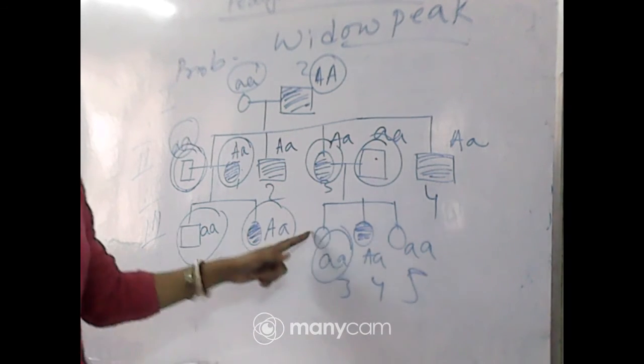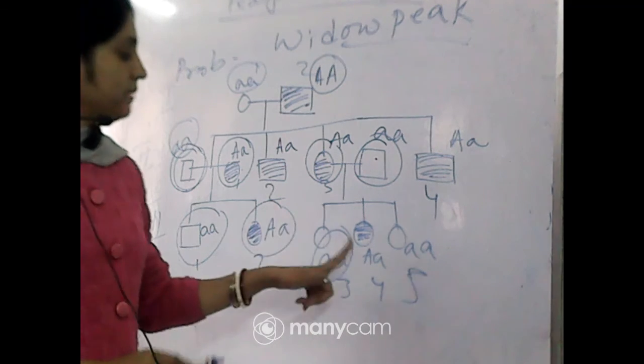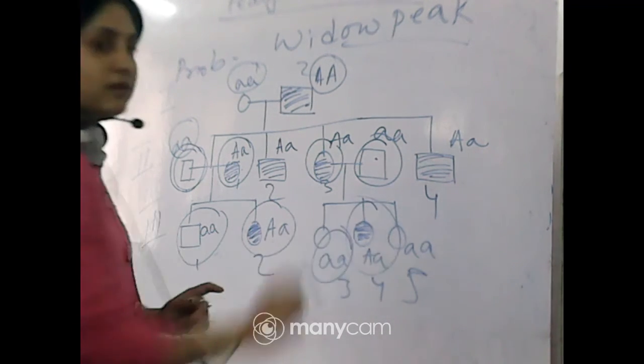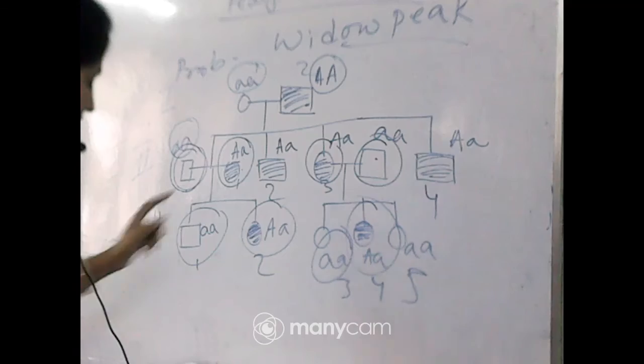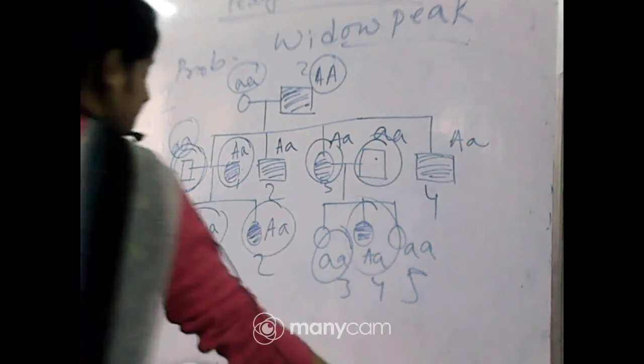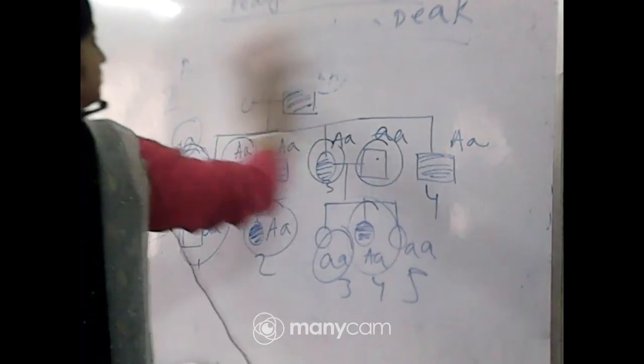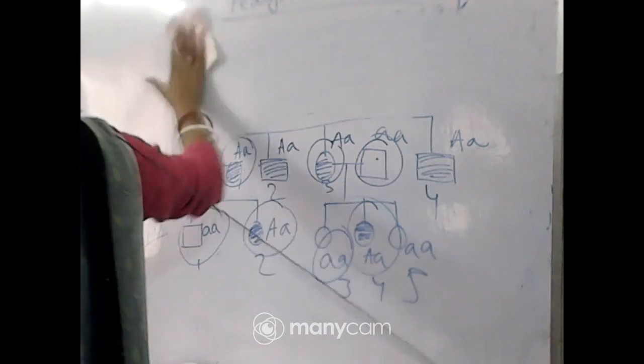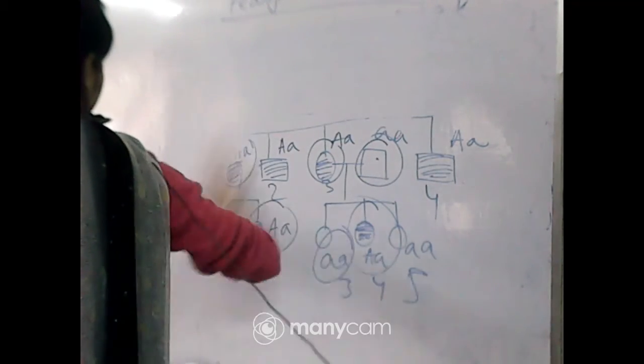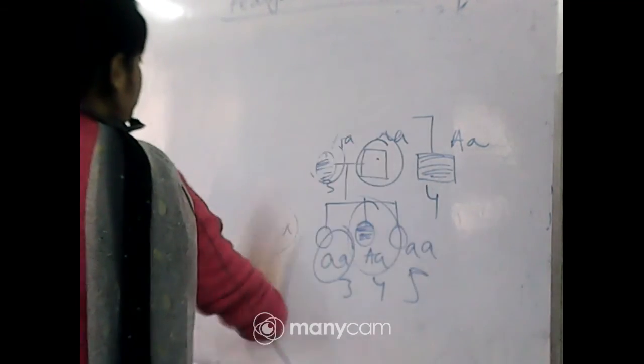If that is unaffected, that means it is recessive. If that is affected, that means it is heterozygous. Okay, so this is the widow's peak. That one is autosomal dominant. Only the dominant must be affected.